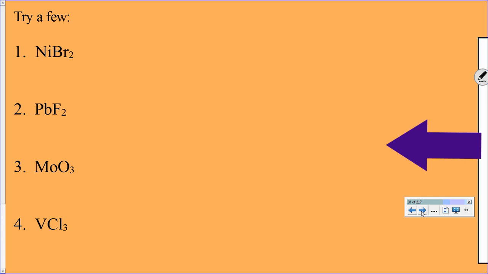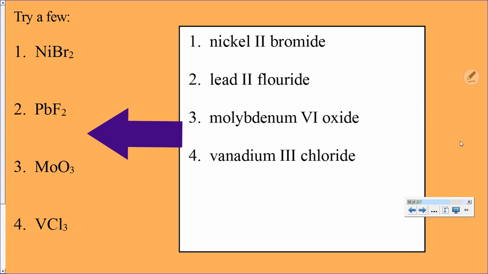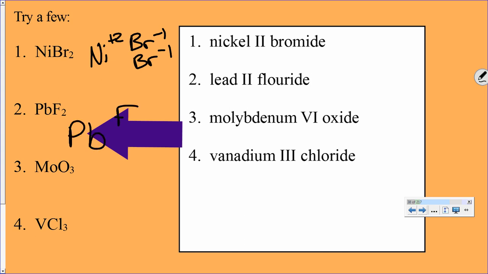Please take a minute, pause your video, and try each of these out. You have nickel(II) bromide, because nickel, you have 1 of them, you have 2 Brs. Each Br's charge is -1, so this has to be +2, giving me that charge of +2. PbF2, each F has to be -1, therefore lead has to be +2 in order to balance that out.